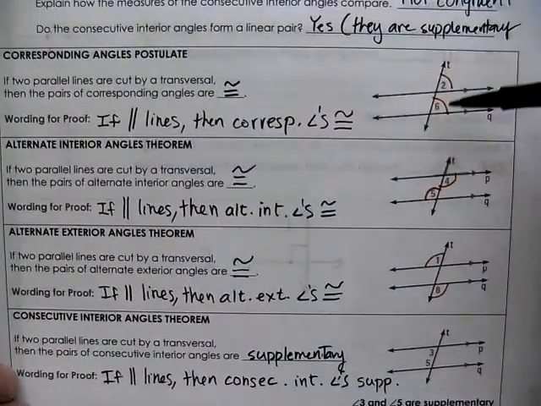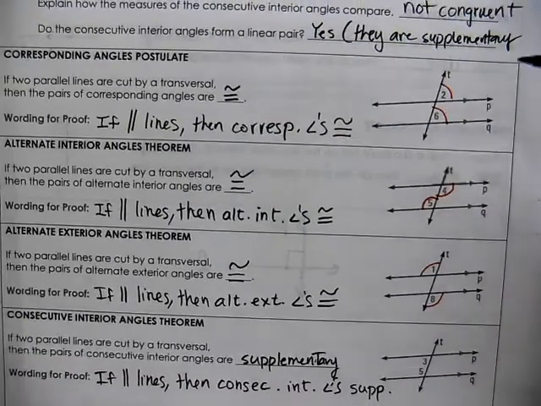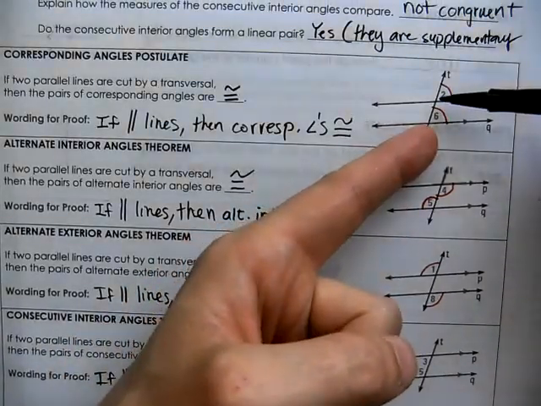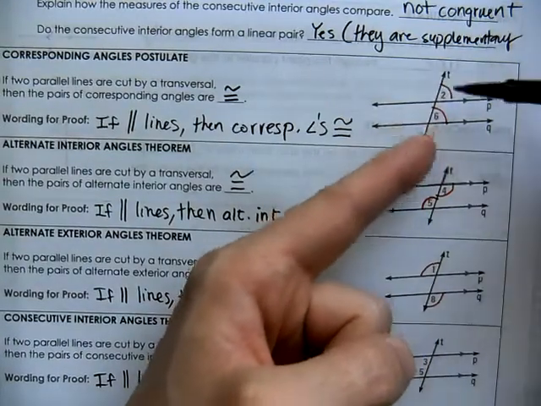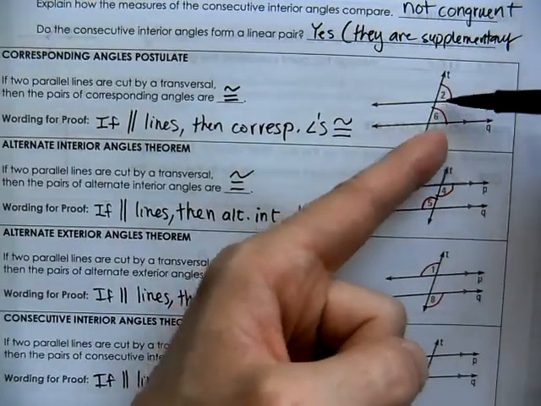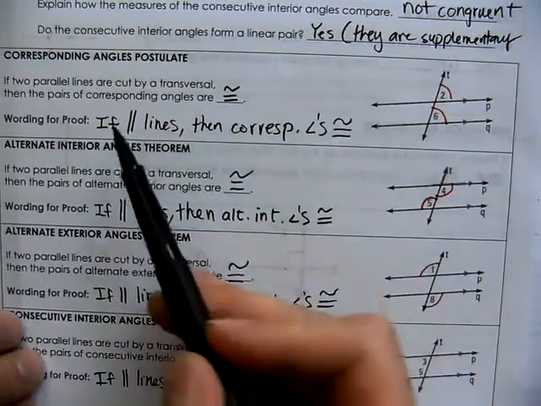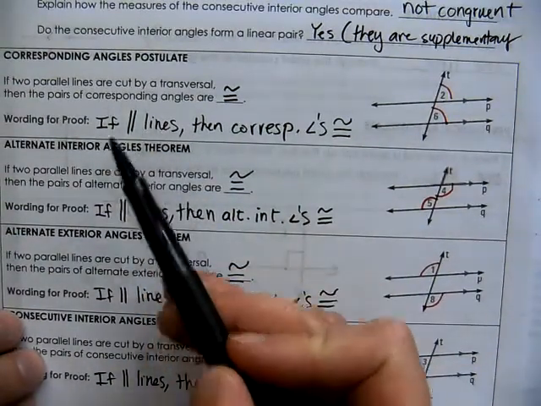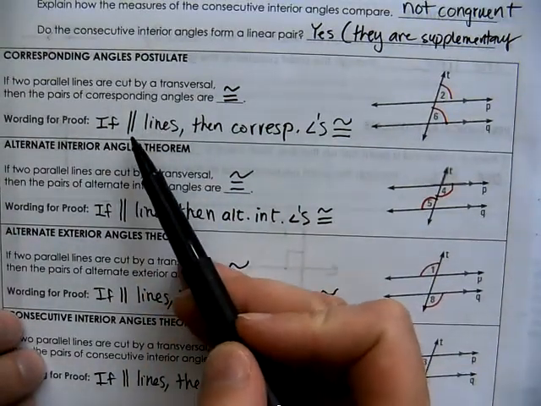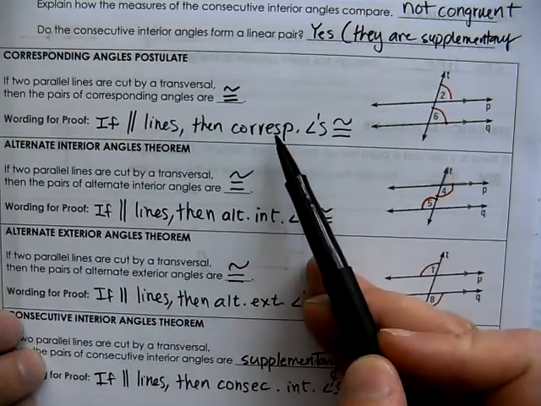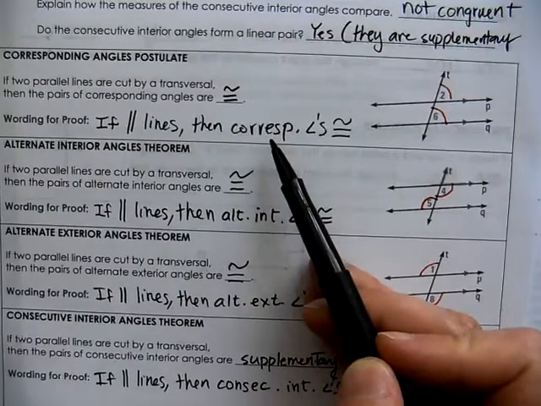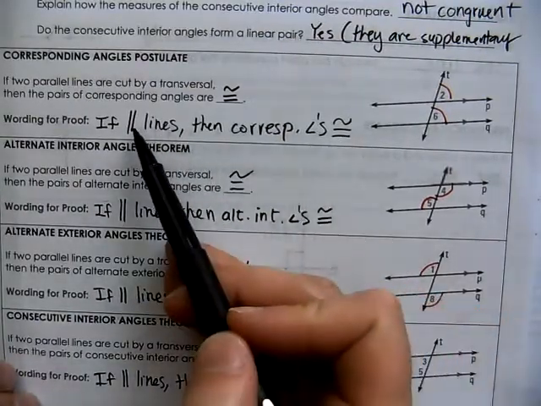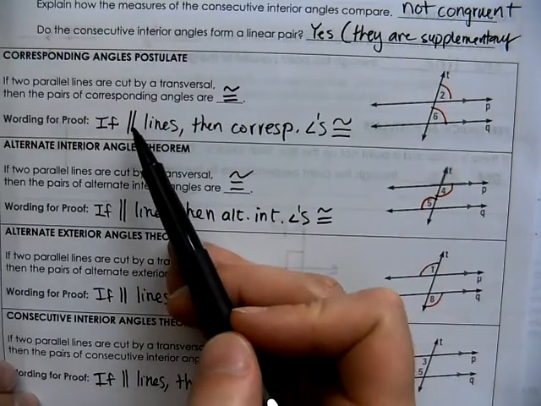Corresponding angles are in that same relative position. So you start at that point of intersection and you move in the same direction, like up and to the right. Or we could go up and to the left. Or we could go down and to the right. Those would be corresponding angles. Now remember, if the lines are not parallel, then our corresponding angles are not congruent. They're still called corresponding angles, but they would not be congruent if the lines are not parallel.